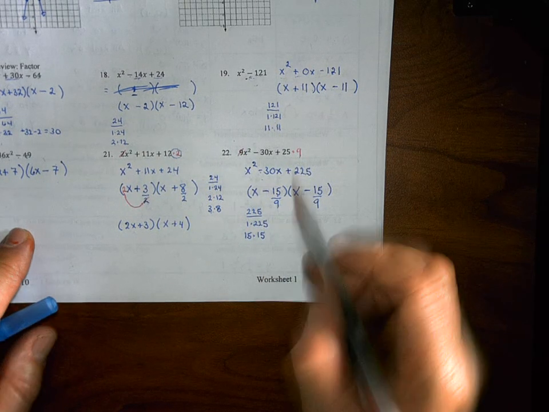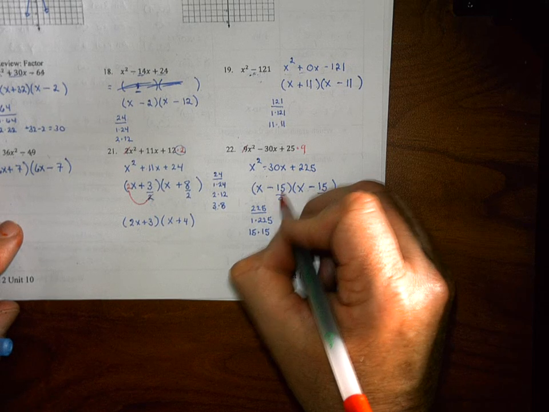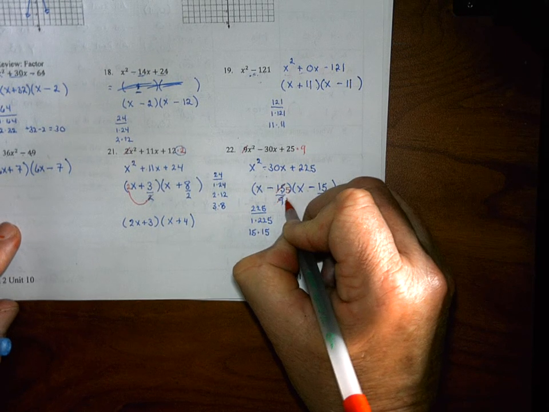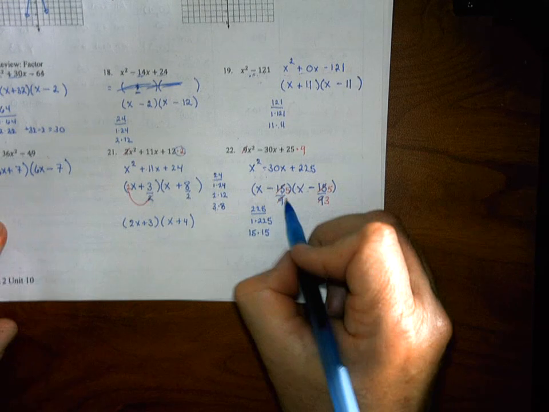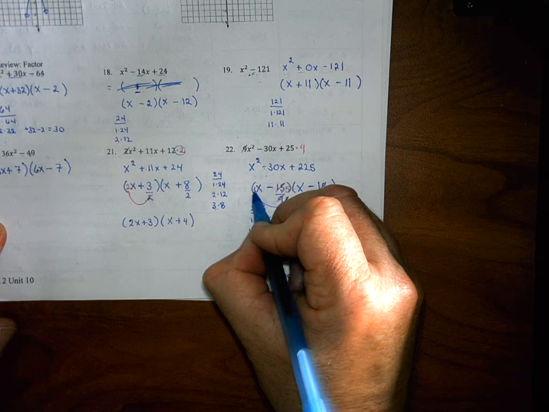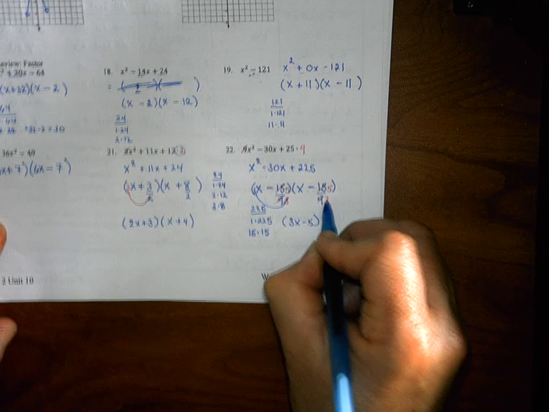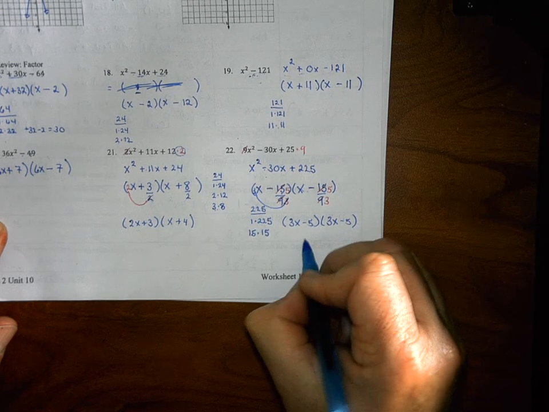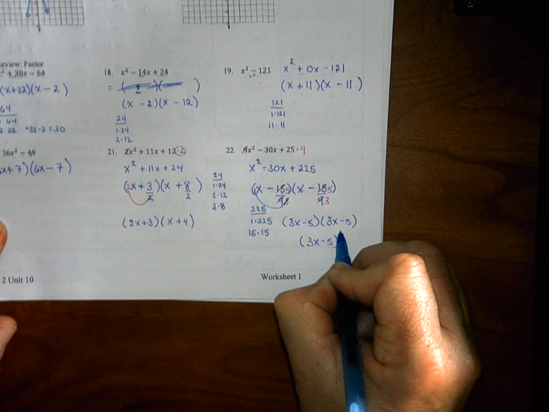Now, does 9 divide into 15? Absolutely not. However, can you reduce it? You can. 9 over 15 reduces to 5 over 3. So both of these reduce to 5 over 3. So then remember, we're going to take the denominator number and we're going to move it to in front of the x. So I get 3x minus 5, and I get the same thing again, 3x minus 5. All right, now if you want to write this as 3x minus 5 to the second power, that is fine. All right.